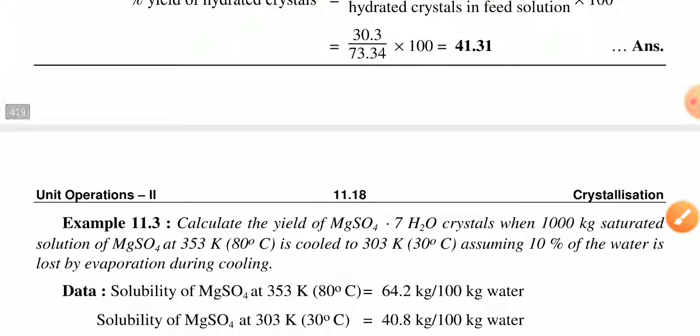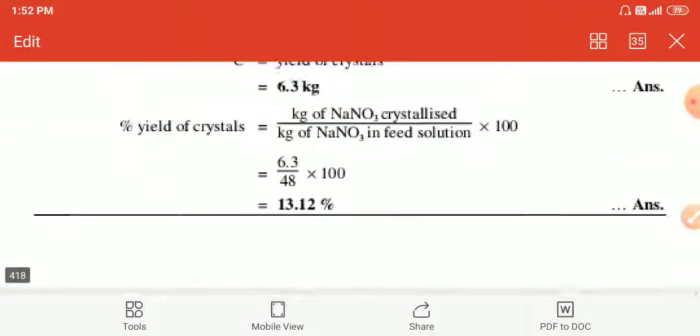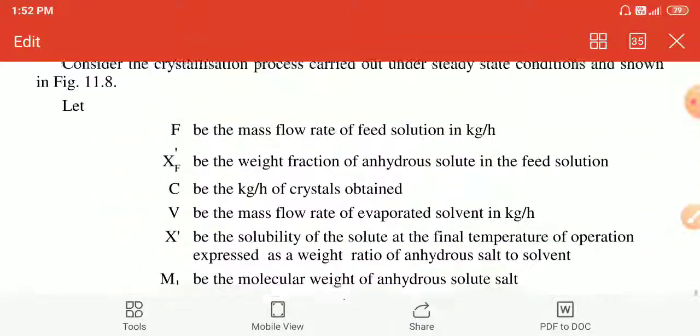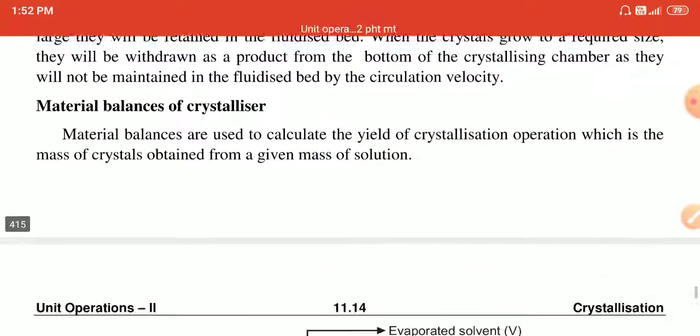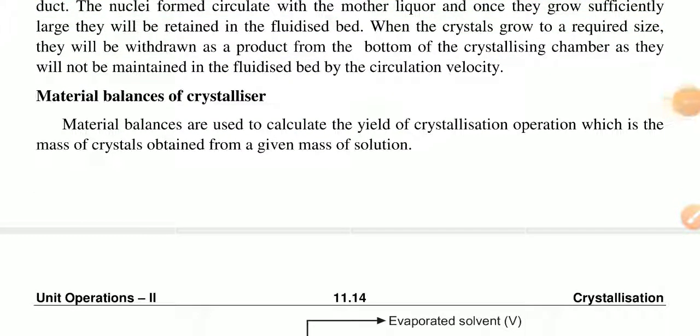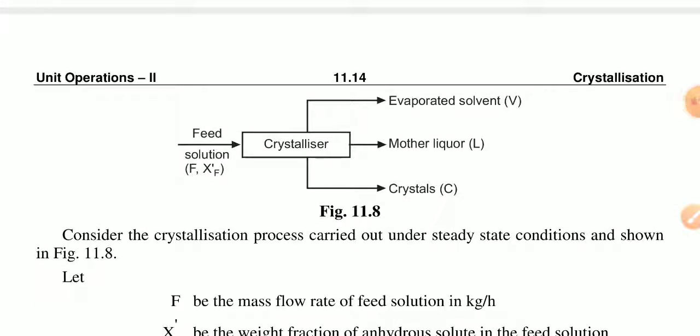In the next lecture we will see the third example. Let's look at a bit of revision. What we saw earlier was the energy balance and the material balance. The material balance is used to calculate the yield of crystallization. The feed solution is F with X dash F, the crystallizer, evaporated solvent V, mother liquor L, and crystals C.